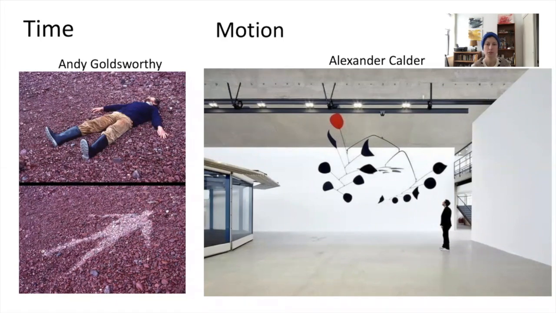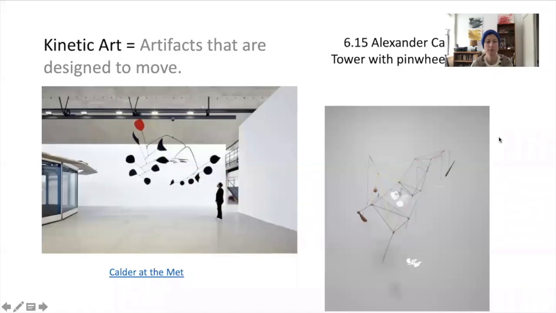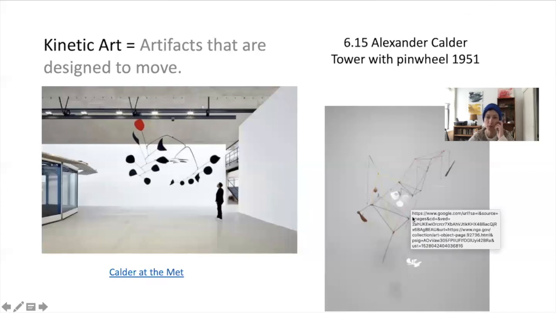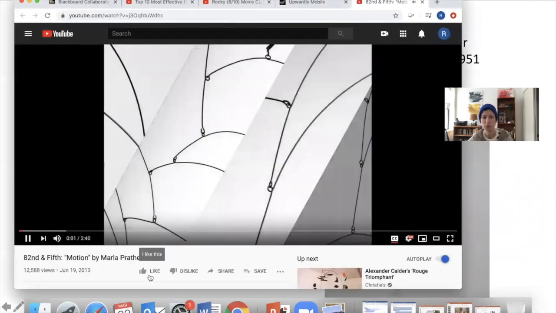On the right, we're looking at a sculpture, which is actually a mobile by Alexander Calder. Artworks that are actually moving, we call those kinetic art, artifacts that are designed to move. He made these mobiles as well as pieces that would go onto the wall and have moving parts, like this tower with a pinwheel, for example. I think I have a video here of Calder at the Metropolitan Museum of Art, so you can see one of his pieces in movement.